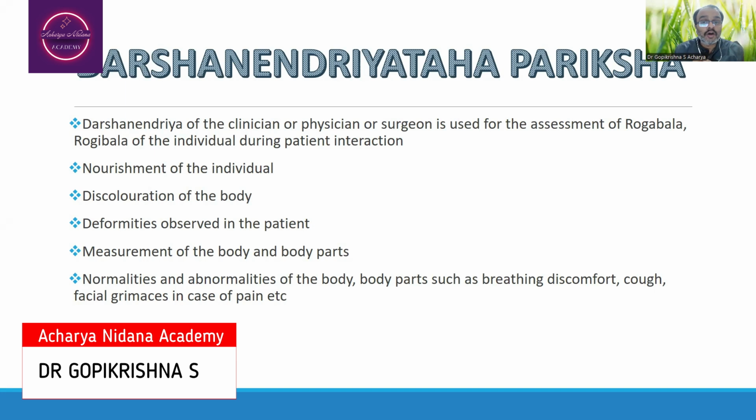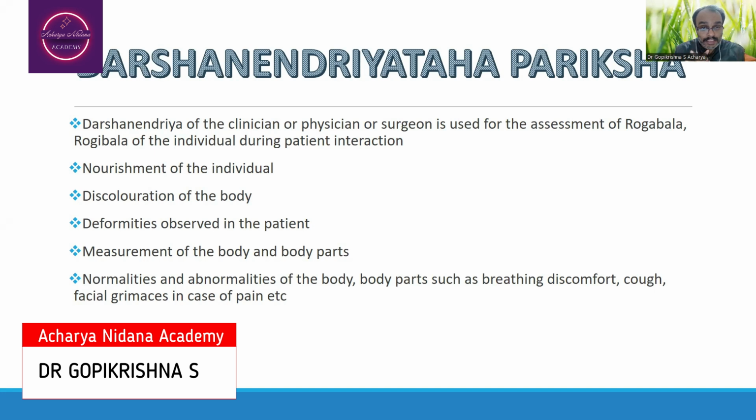Maybe the deformities in relation to the patient suffering from rheumatoid arthritis. For example, swan neck deformity, or button hole deformity, or Z deformity, or the knock knee or curved knee, that is the genu varum or valgum deformity, etc., and measurement of the different body parts.